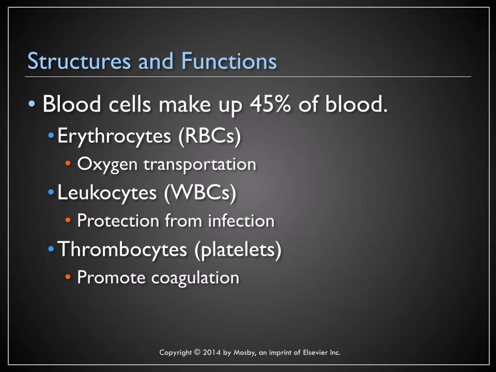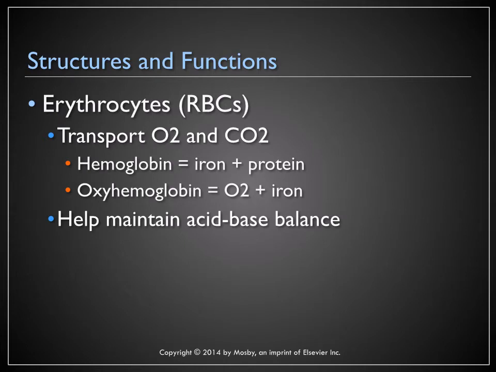Blood cells make up 45% of blood. And the RBC, we know, its job is oxygen transportation. WBC, we know, is protection from infection. And thrombocytes promote coagulation, otherwise we will bleed to death. RBCs are flexible cells with very thin membranes, which enables them to pass through tiny passages such as capillaries and to facilitate the diffusion of gases. So RBCs have very thin membranes and they transport oxygen and carbon dioxide.